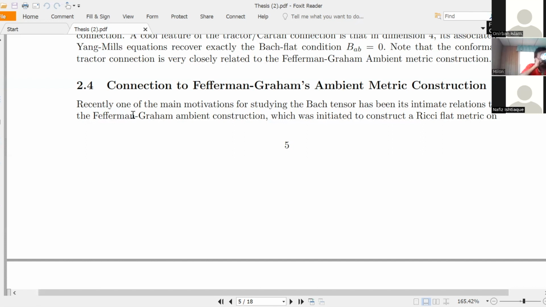Because I remember there's some isomorphism between the conformal group in dimension D and some bigger isometry group, non-conformal, in dimension D plus two. So this is what comes from the ambient metric construction. It was purely mathematical, but recently physicists are very, very interested in the ambient metric construction.